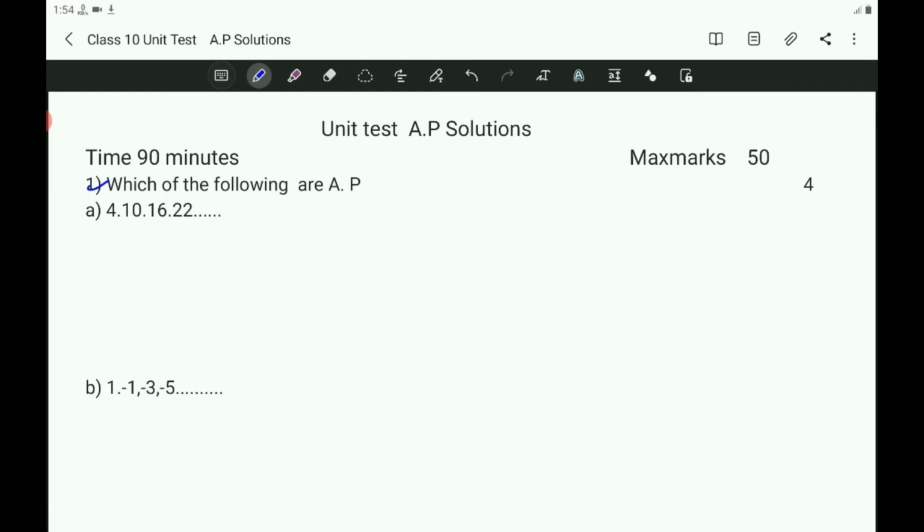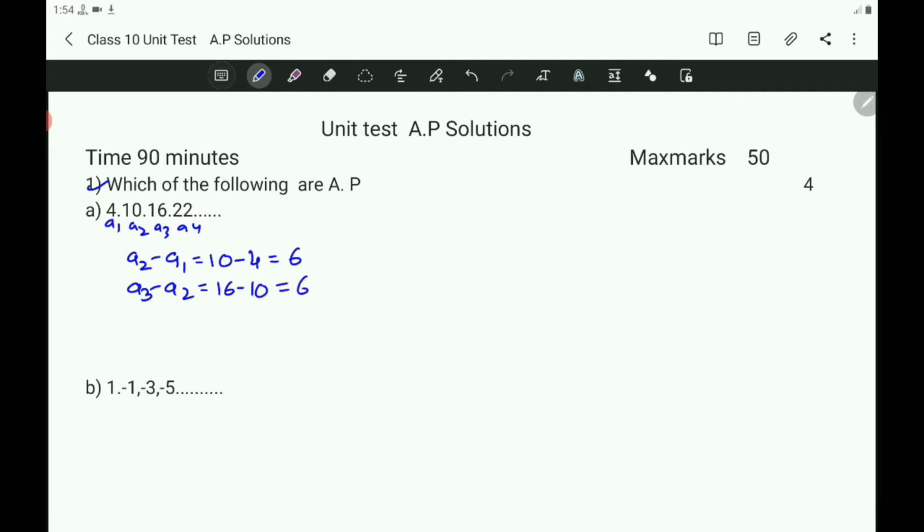A set of numbers is said to be in AP if the difference between consecutive terms is constant. Here these are A1, A2, A3, A4. First find A2 minus A1: A2 is 10, minus 4, you will get 6. Then next take A3 minus A2: A3 is 16, A2 is 10, 16 minus 10.